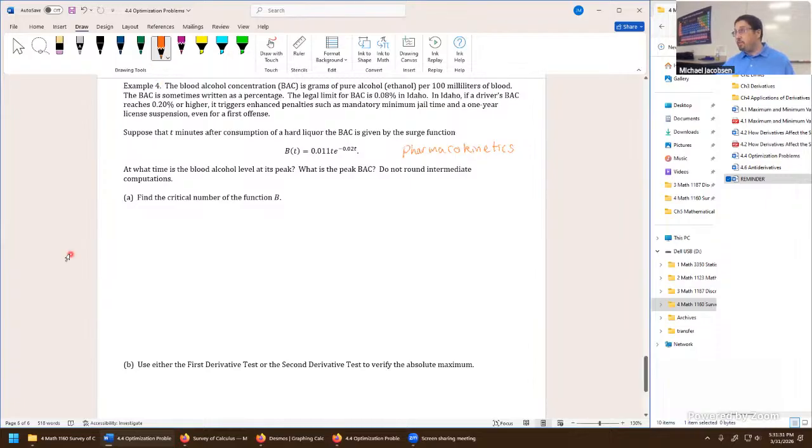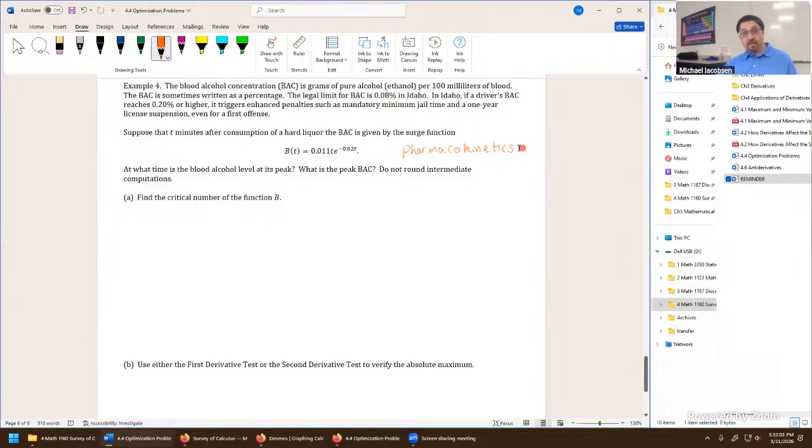It's going to be about the blood alcohol concentration, abbreviated as BAC. This is the grams of pure ethanol per 100 milliliters of blood that's in your bloodstream. It says it's sometimes written as a percentage. And just for more context on BAC, blood alcohol content, in the state of Idaho, if you're driving and they breathalyze you, your blood alcohol content cannot measure higher than a 0.08. So that's the legal limit.